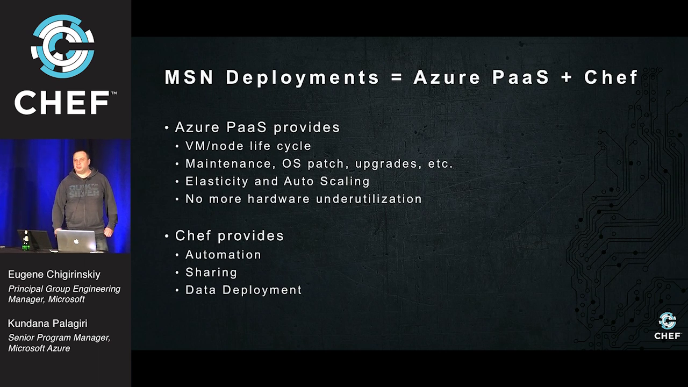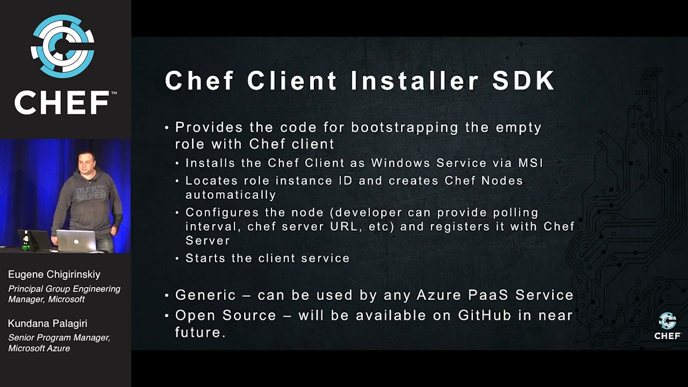But with that, we wanted to manage all deployments with Chef, and Chef is great with working directly with virtual machines, but in this particular case, Chef doesn't manage creation or deletion of virtual machines. In fact, Chef doesn't know anything about it. Chef provides automation, Chef provides sharing, Chef provides data deployment. So how do we manage to combine both of them together?